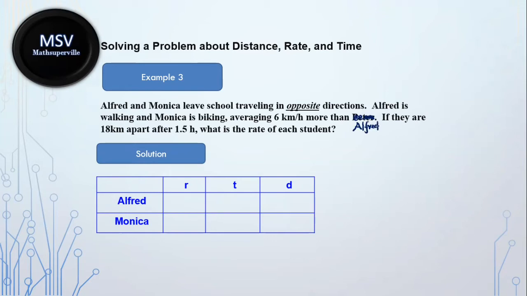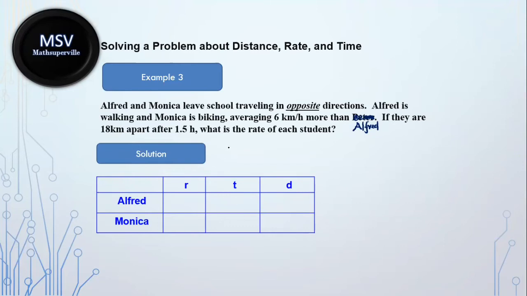Alfred and Monica leave school traveling in opposite directions. Alfred is walking and Monica is biking. And as Monica is biking, she's averaging 6 kilometers per hour more than Alfred. If they are 18 kilometers apart after 1.5 hours, what is the rate of each student? How fast is each student moving? In other words, how fast is Alfred walking and how fast is Monica biking?